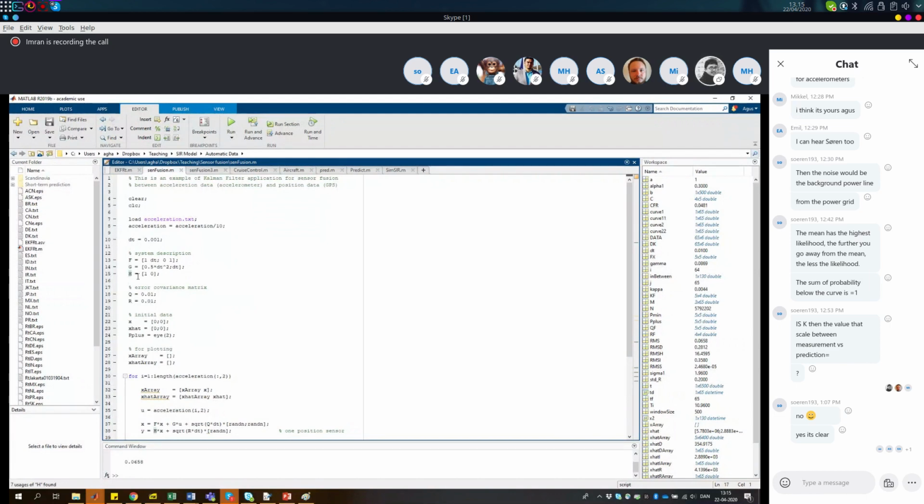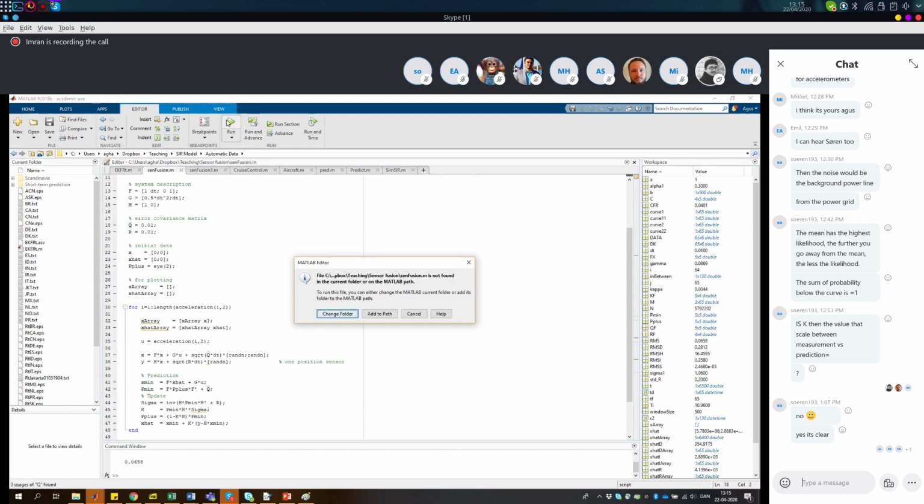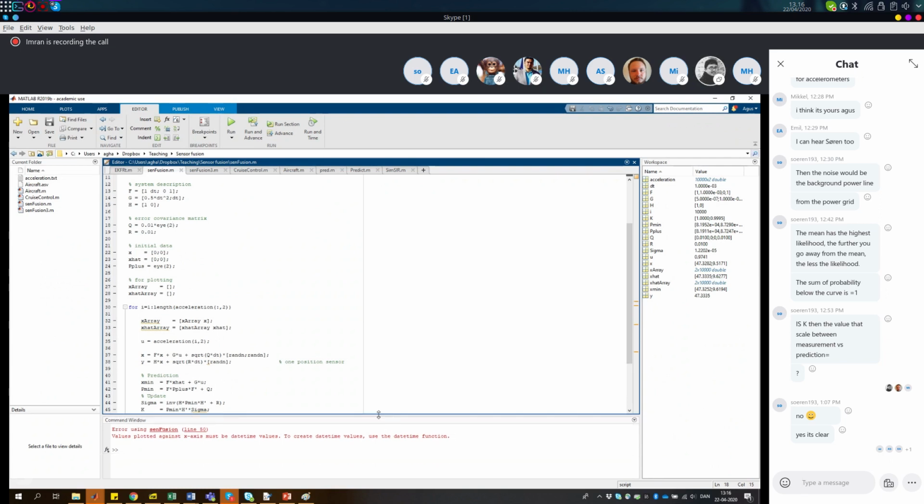And then here, I assume that we know the covariance matrices, given by Q and R, like this. Can we run this? Actually, I missed something in here. This Q should be 2 times 2.